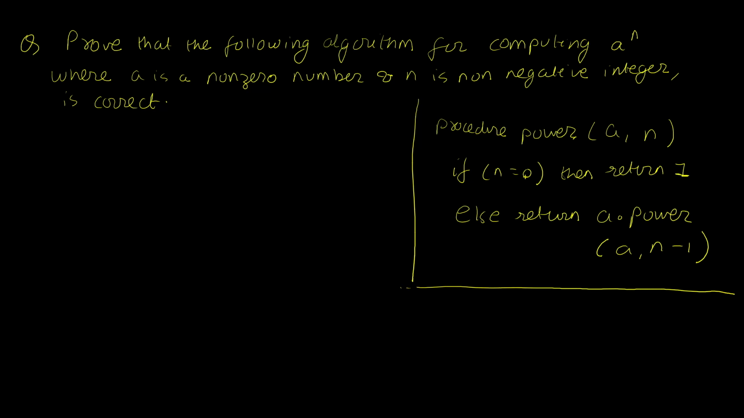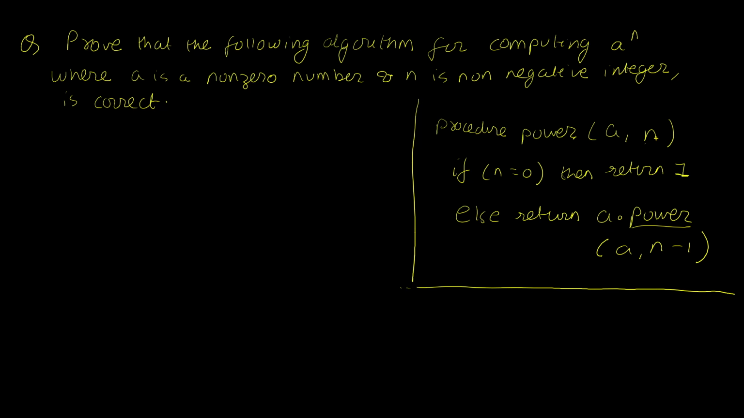Procedure power, and we know the base case. If the power is 0, we return 1. A power 0 is 1. Otherwise, we just return the product of a and the power of a raised to the power n minus 1, one lower power. And this power function will invoke itself until the power breaks down into the base case. And once the base case function returns, each subsequent return will multiply by a. And ultimately, I'll get a raised to the power n as my final output.